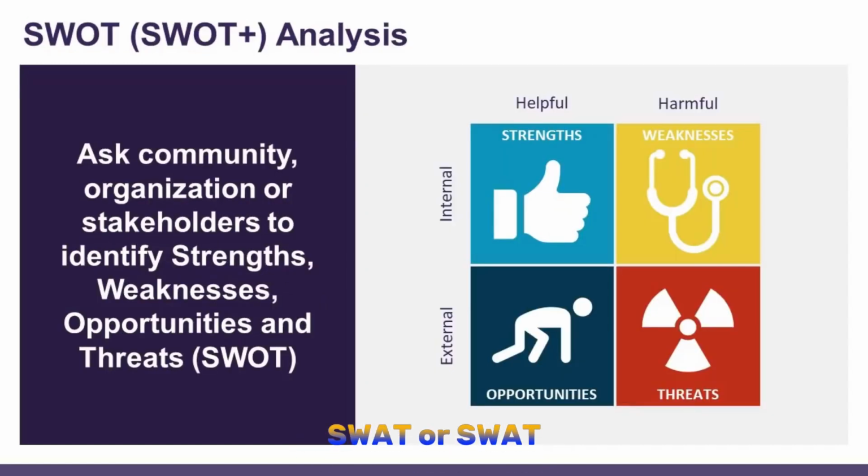Another method is SWOT, or SWOT plus analysis. Ask the community, organization, or stakeholder group to identify its own strengths, weaknesses, opportunities, and threats. With SWOT plus, you can combine the advantages of brainstorming with an approach that identifies the relationships among the defined SWOT, assigns values to each, and then uses those relationships and rankings to guide decisions about next steps.